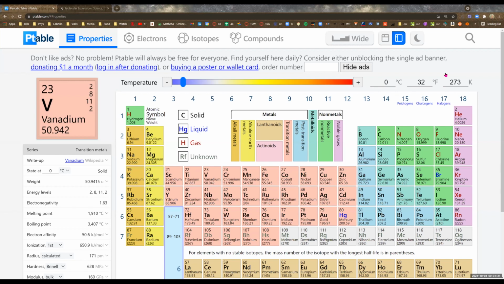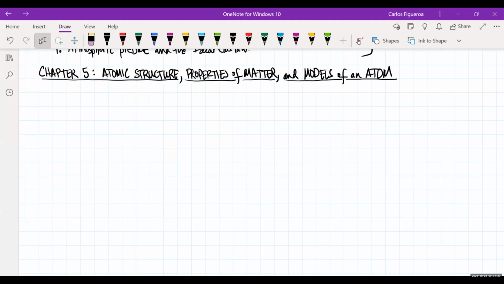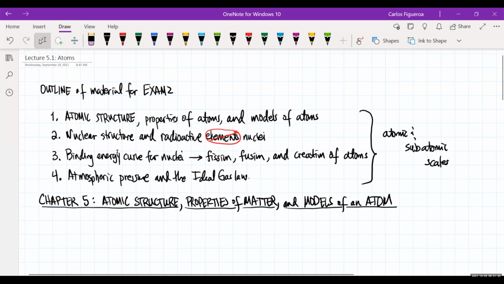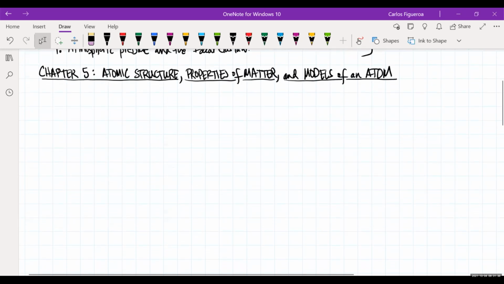So we are starting chapter 5. We talked about the exam details. Note that I didn't post this up online because that's all I had for what we started talking about. We just outlined exam 2 and that's it. So I'm going to start chapter 5 right now. Let's go and do that.